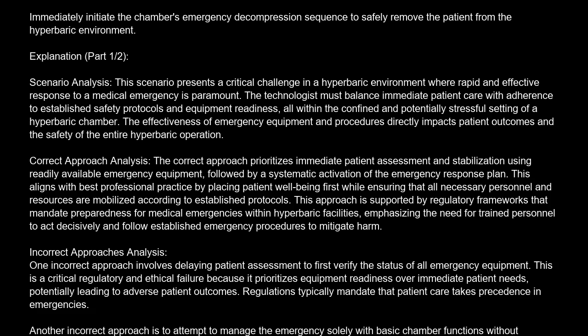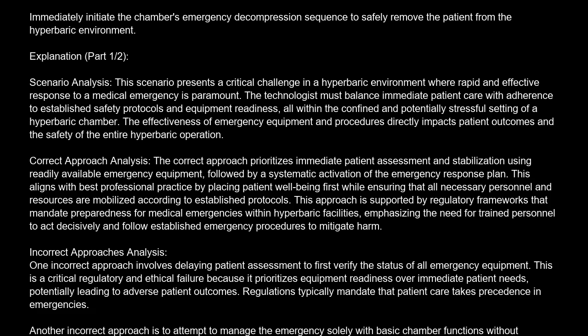Explanation. Scenario analysis. This scenario presents a critical challenge in a hyperbaric environment where rapid and effective response to a medical emergency is paramount. The technologist must balance immediate patient care with adherence to established safety protocols and equipment readiness, all within the confined and potentially stressful setting of a hyperbaric chamber. The effectiveness of emergency equipment and procedures directly impacts patient outcomes and the safety of the entire hyperbaric operation.